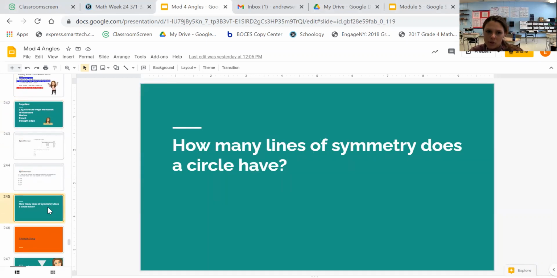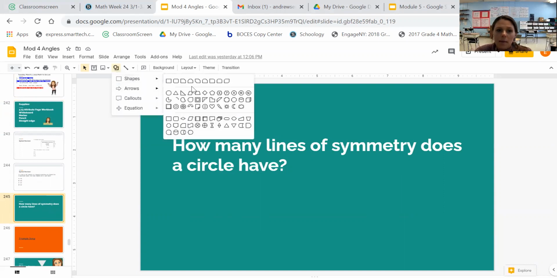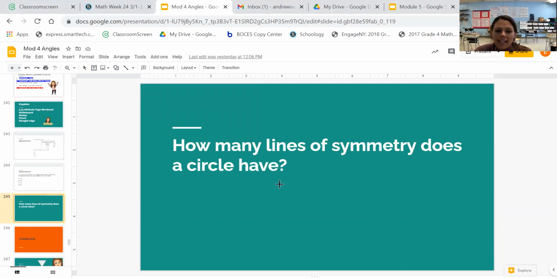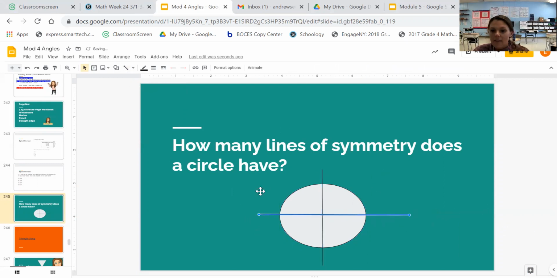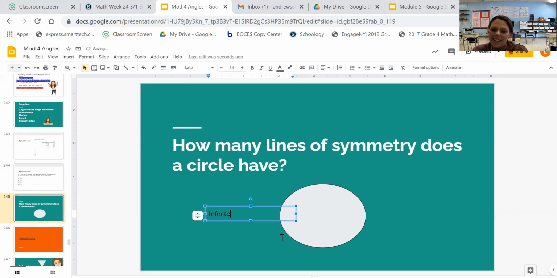How many lines of symmetry does a circle have? So remember, we talked about the circle. It needs to go through that midpoint. You have to cut the shape in half in order to have a line of symmetry. We could spend all day, all year, doing lines of symmetry through a circle, and we would never be able to count them all up. There is an infinite amount of lines of symmetry. It goes on forever and ever.